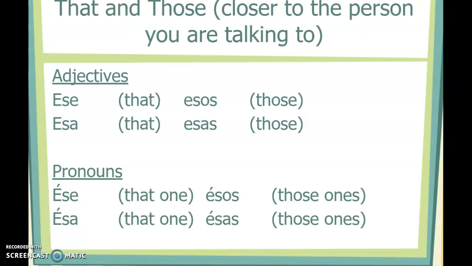That and those, closer to the person you are talking to, but not right near the speaker. Ese, esa, esos, esas. These adjectives will be followed by a noun that agrees with them. And again, the pronouns have the same form, except they have the accent marks and will not be followed by nouns.